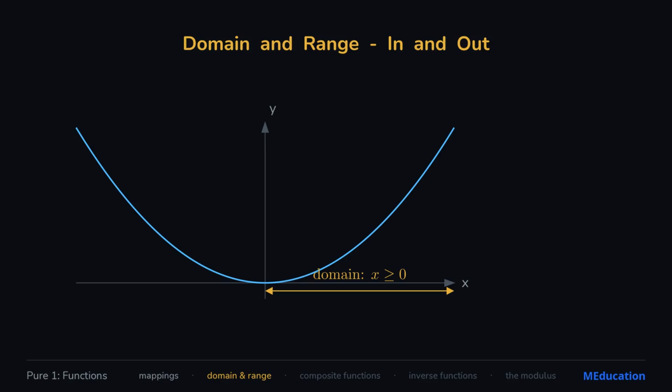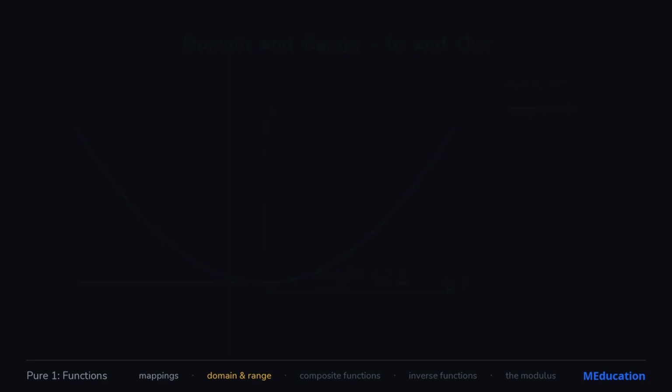Sometimes we deliberately fence off the domain. Take y equals x squared, but only allow inputs from 0 upward. Now every output is 0 or positive, so the range is y greater than or equal to 0. Restricting what goes in tightly controls what can come out.